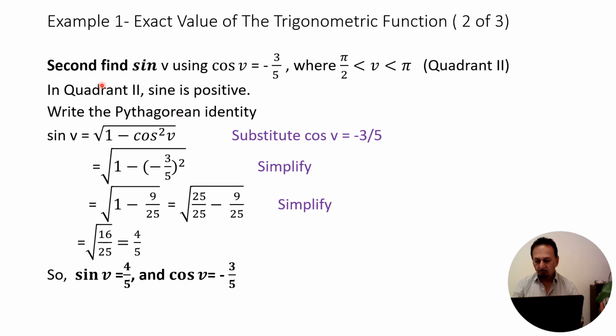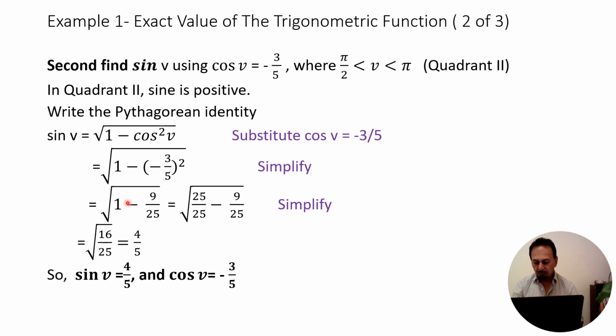So now we're going to find sine v using cosine v equal to minus 3/5, where v is between pi over 2 and pi. So in quadrant 2, sine is positive. So we write the Pythagorean identity: sine v equals the square root of 1 minus cosine squared v. Now we substitute cosine v equal to minus 3 over 5.